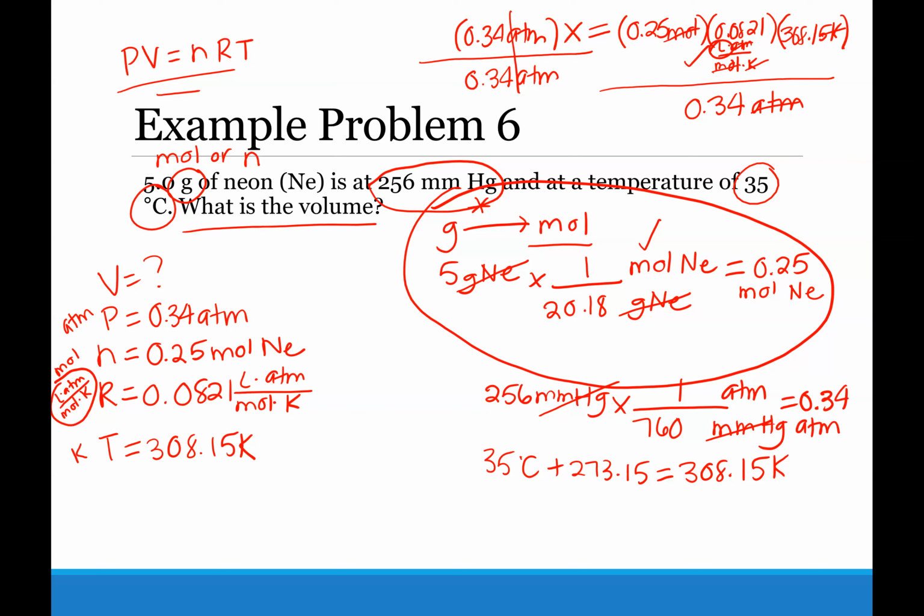So in our calculators, 0.25 times 0.0821 times 308.15 divided by 0.34 gives us a final volume of 18.60 liters. Let me know if you have any questions about example problem 6.